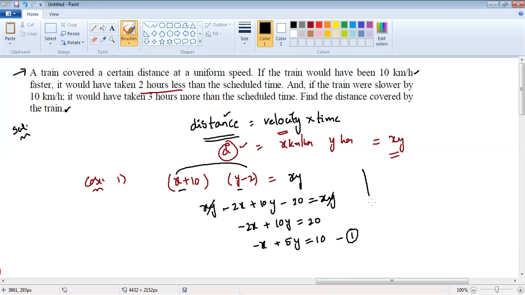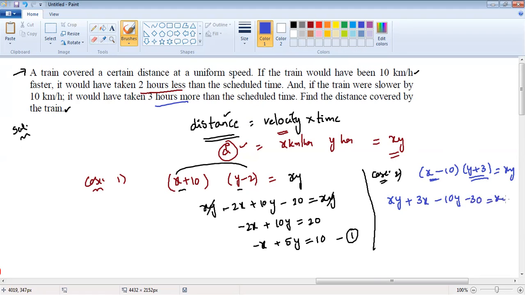Then case 2. If the train was slower by 10 kilometers per hour, it means x minus 10. It would have taken 3 hours more, so y plus 3, which is equal to xy. Then multiply: (x minus 10) with (y plus 3), so xy plus 3x minus 10y minus 30 is equal to xy. Both sides xy cancel. Then 3x minus 10y is equal to 30.